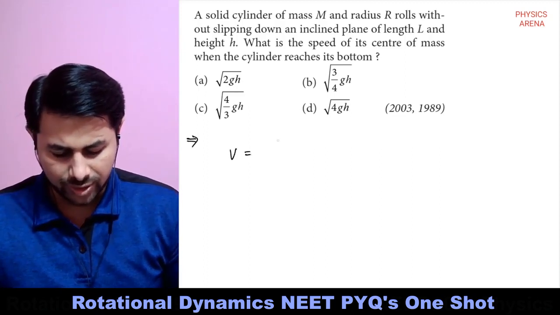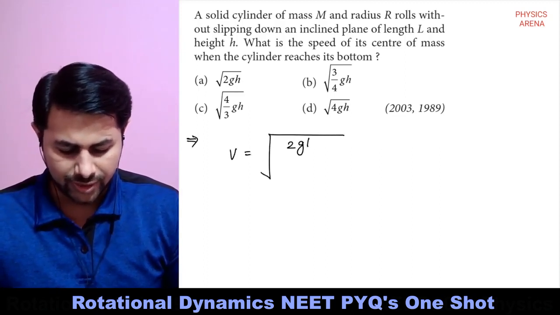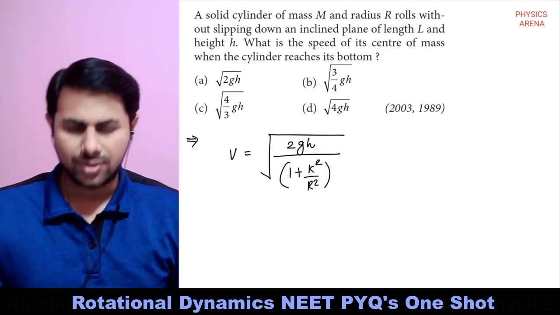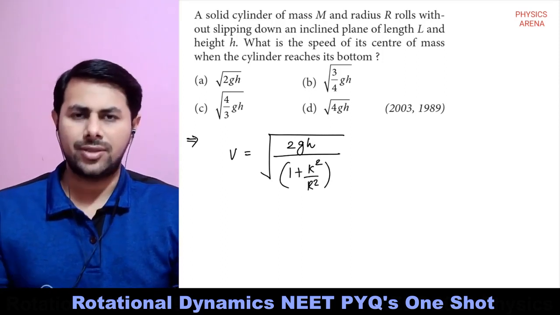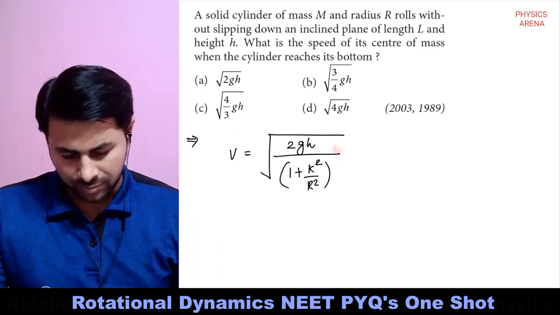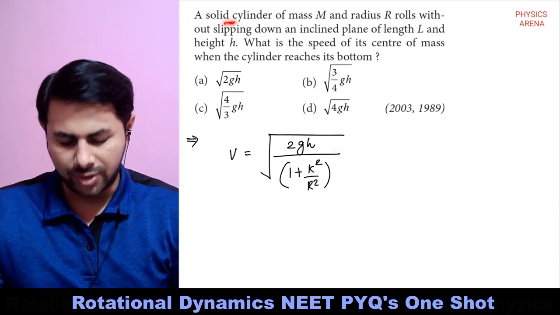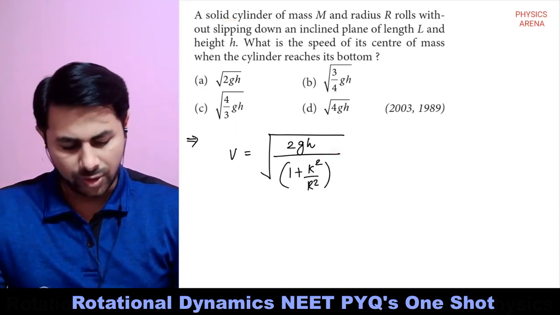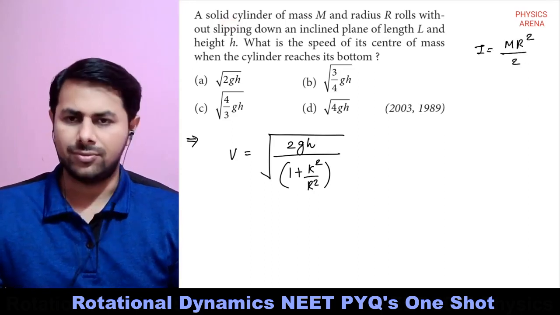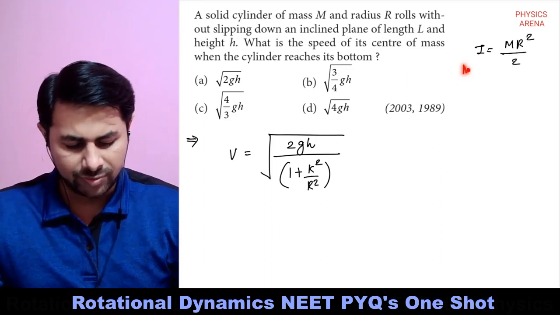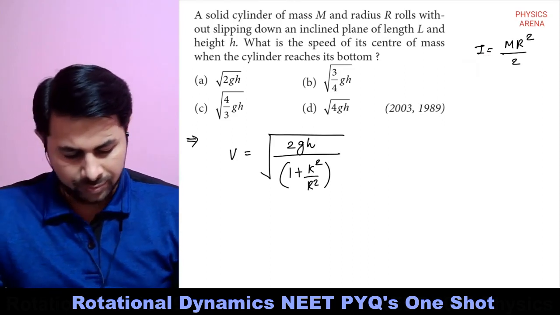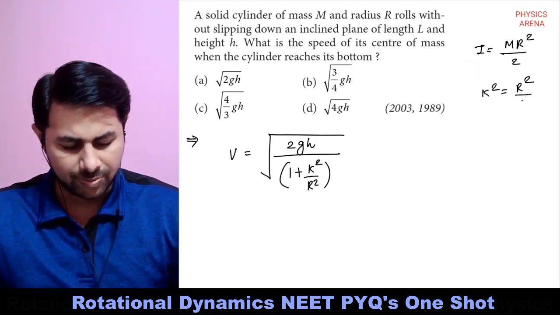So we know v is equal to what? Square root of 2gh divided by 1 plus k square by r square. So the velocity of a body when it rolls down an inclined plane is given by this formula. And how much is k for a solid cylinder? For a solid cylinder, the moment of inertia is mr square divided by 2, right? So comparing this with mk square, you get k equals r divided by root 2, or k square equals r square upon 2.